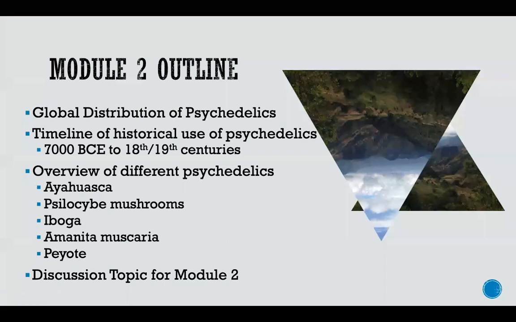For this lecture, I'll go over the global distribution of psychedelics through time. Then I'll share some highlights of the timeline starting around 9000 to 6000 BC. And I'll do a deeper dive on several major psychedelics, including ayahuasca, iboga, Psilocybe mushrooms, Amanita muscaria, and peyote. Throughout this lecture, let's hold in consideration how these cultures developed over time and how psychedelics may have influenced those cultures and the societies that formed from them.